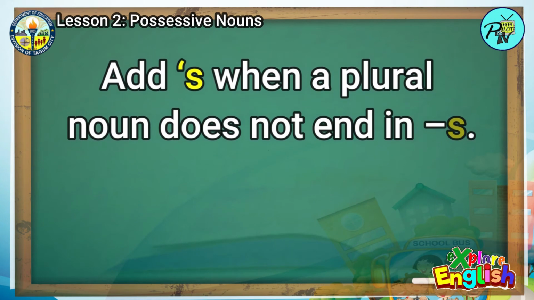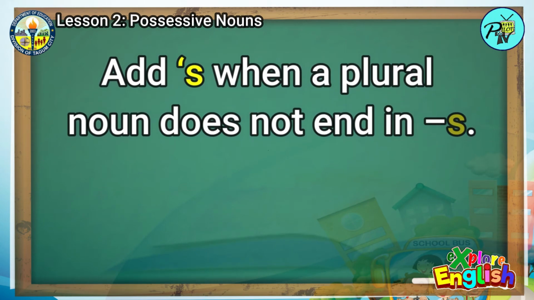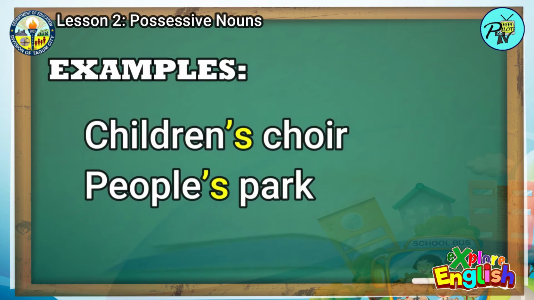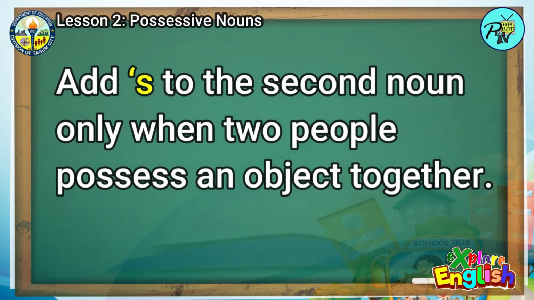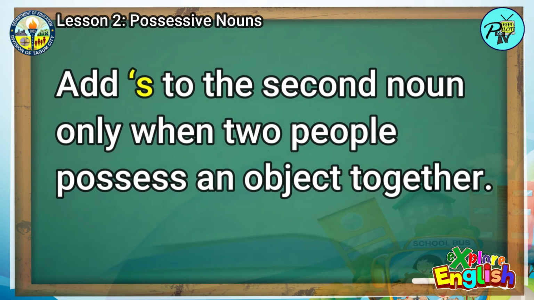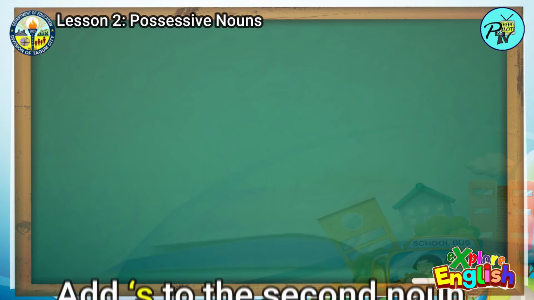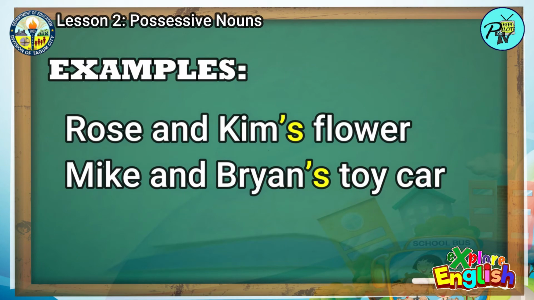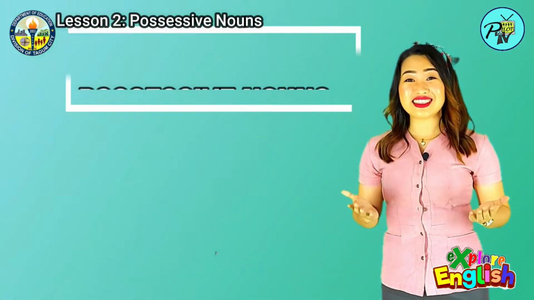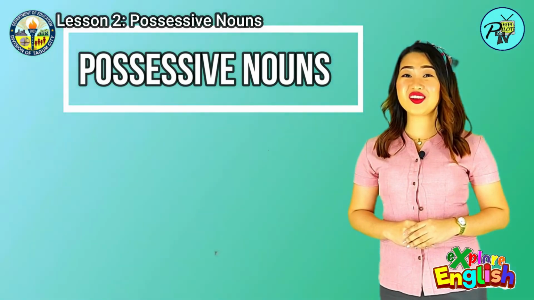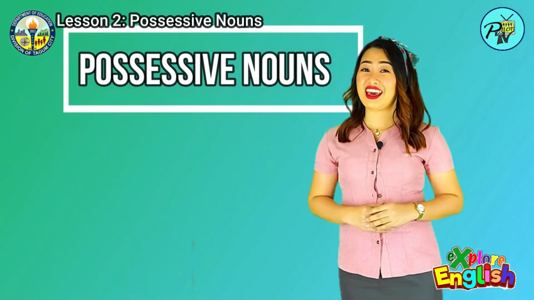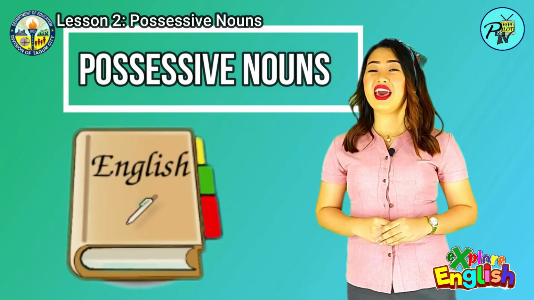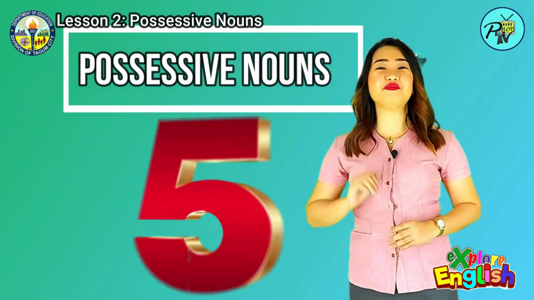Add apostrophe S when a plural noun does not end in S. Examples: children's choir, people's park. Add apostrophe S to the second noun only when two people possess an object together. Examples: Rose and Kim's flower, Mike and Brian's toy car. Is it clear to you now what possessive nouns are? Great! Can you give your own examples? Now please get your English notebook and try to write at least 5 possessive nouns.